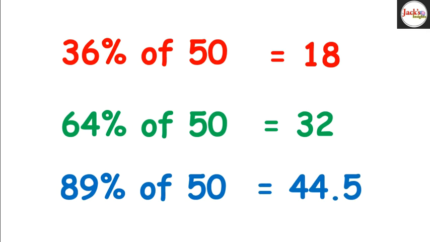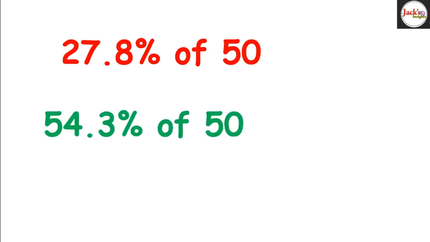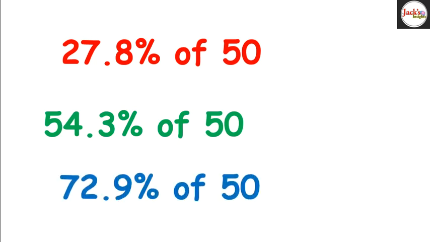Now, let's have another set of percentages. We have 27.8% of 50. So this time, the rate has now a decimal part, and 54.3% of 50, and another, we have 72.9% of 50. Now, how to compute the 27.8% of 50 without using a calculator?